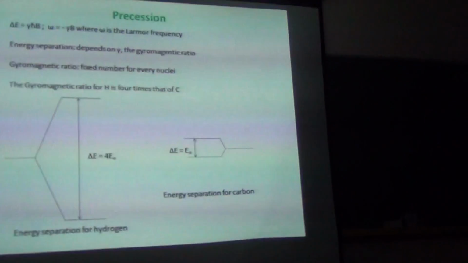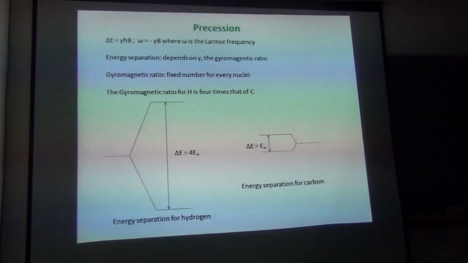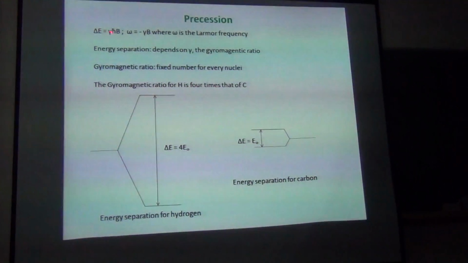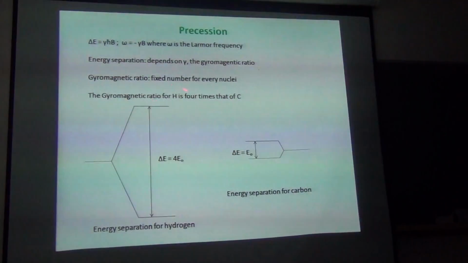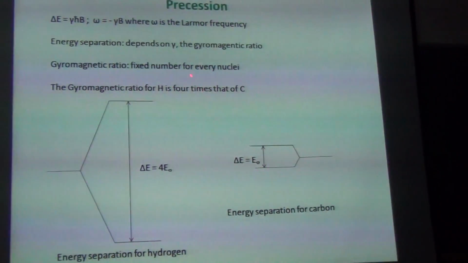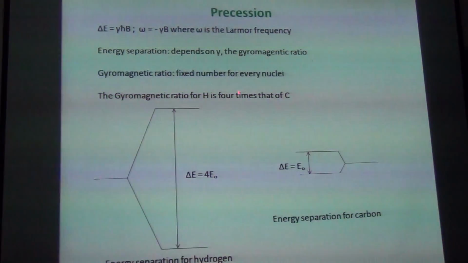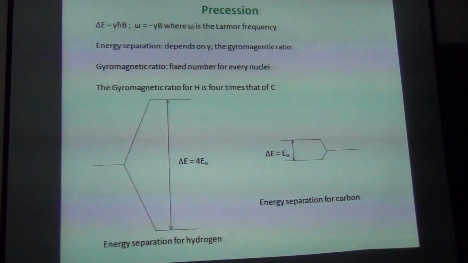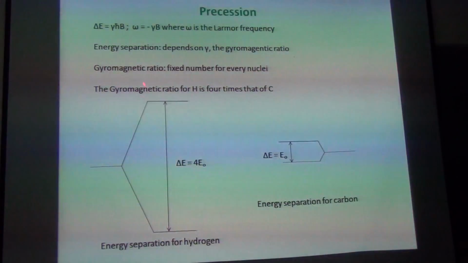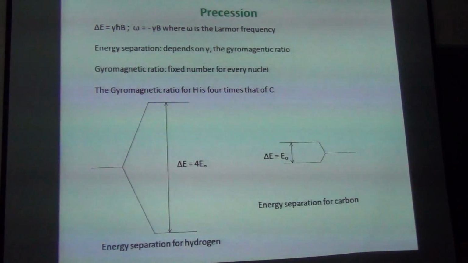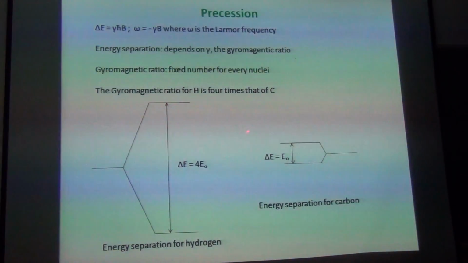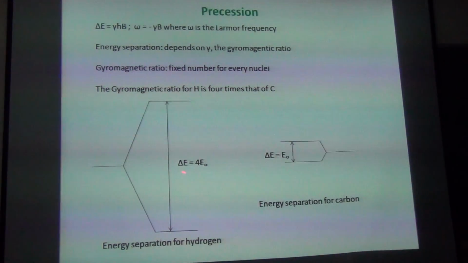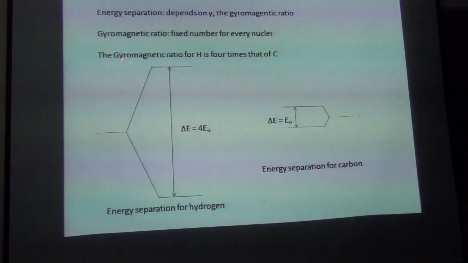So what exactly is this gamma? This gamma is known as the gyromagnetic ratio. Every nucleus has a fixed number for it, and the energy separation depends on this value of gamma. It is a known fact that the gyromagnetic ratio for hydrogen is 4 times that of carbon. Which just means that in the case of hydrogen, the difference between these energy levels will be 4 times what it is for carbon.